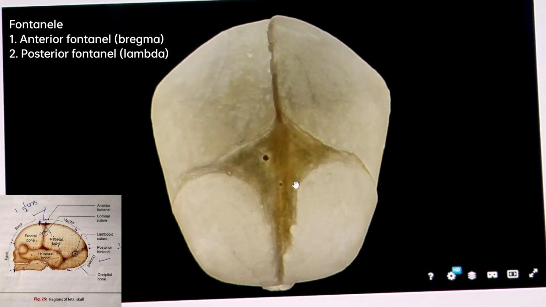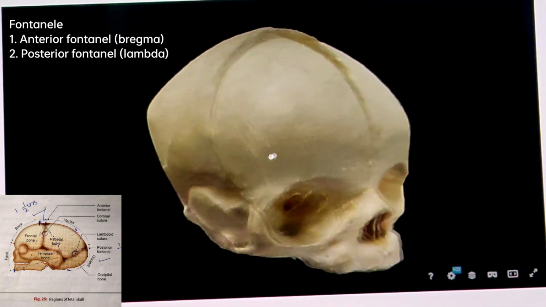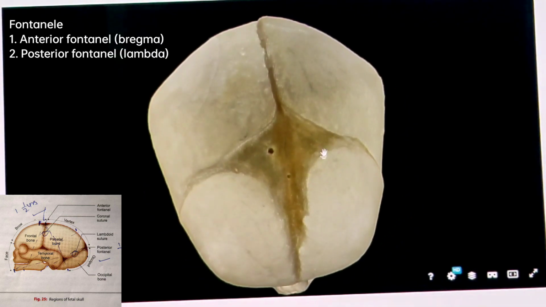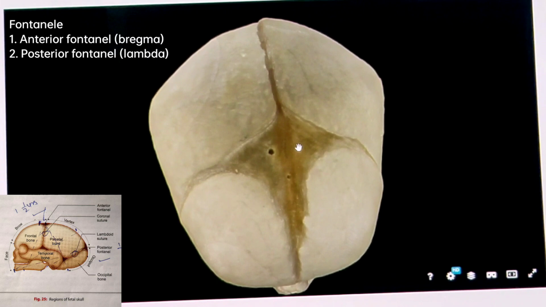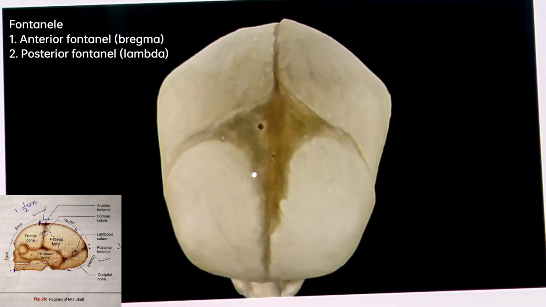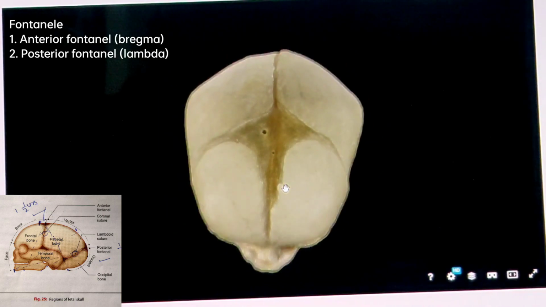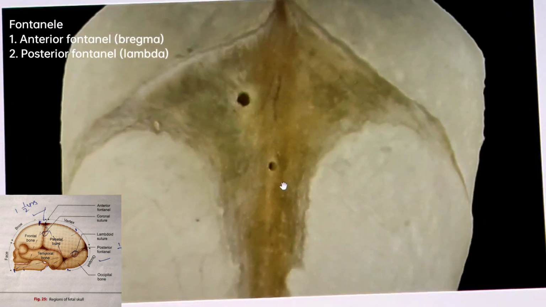There are six fontanelles on the fetal skull, but only two are of obstetrical importance. So this is the anterior fontanelle. It is the largest fontanelle. It is the junction of sagittal, frontal, and coronal sutures. You can see this is the largest fontanelle.